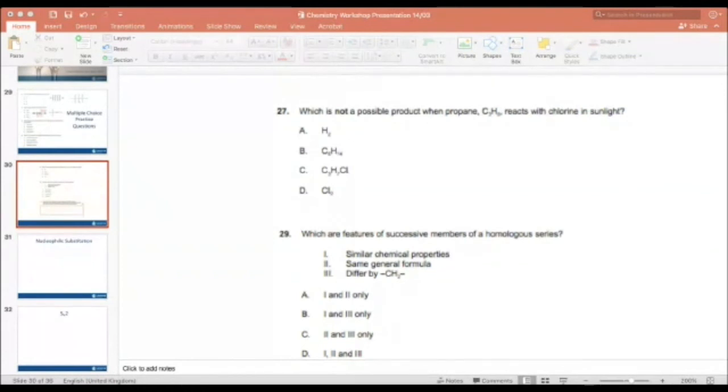Why would you never produce hydrogen? Because you either have a haloalkane, a halogen free radical combining with a hydrogen. So that's always going to be an HCl or an HBr. Or you'll have an alkyl free radical combining with a halogen. So that'll form your like CH3Cl.